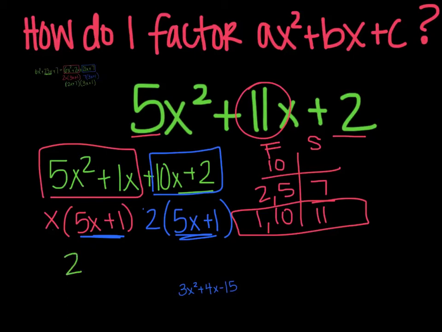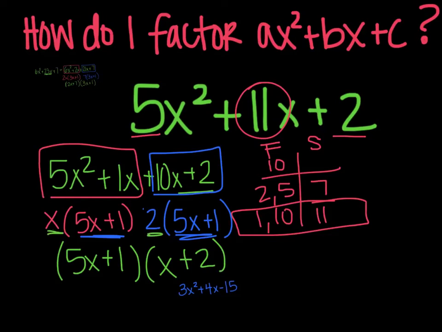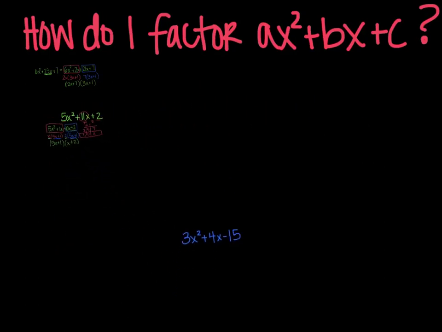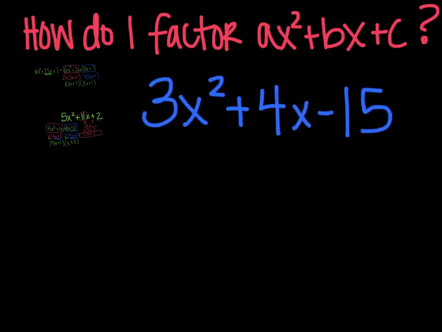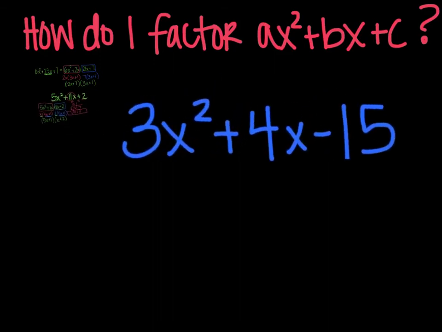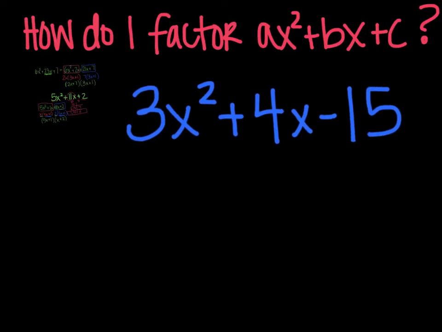So then your solution would be 5x plus 1 in parentheses being multiplied by x plus 2. Taking those two on the outside there to get the answer. I'll do another problem for you. This one, we're going to follow the same format.